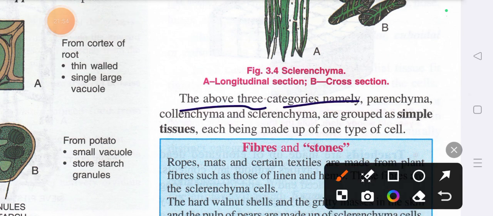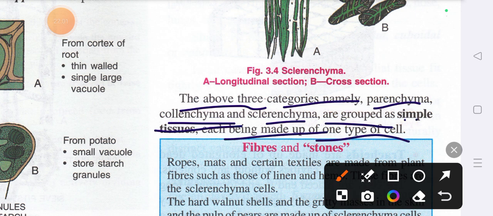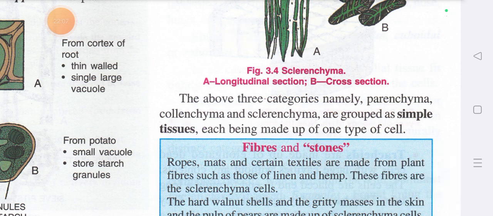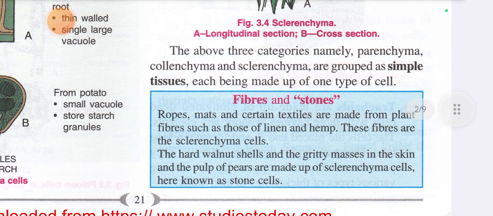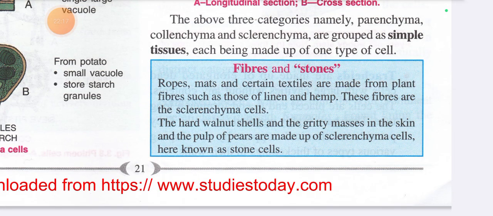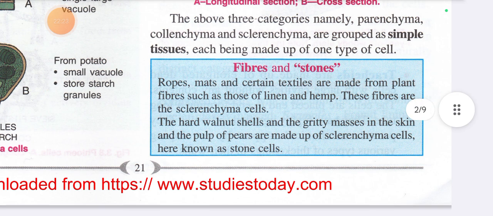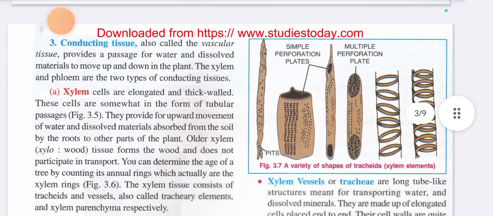The above three categories, namely parenchyma, collenchyma, sclerenchyma, are grouped as simple tissues, each being made up of one type of cell. These are made up of only one type of cell, therefore they are simple permanent tissue. Okay, so you can see here fibers and stones. Ropes, mats, certain textiles are made from plant fibers such as those of flax and hemp. Hemp is very interesting, you just search in Google first. Fibers are sclerenchyma cells. The hard walnut shells and the gritty masses in the skin and the pulp of pear are made up of sclerenchyma cells, here known as stone cells.